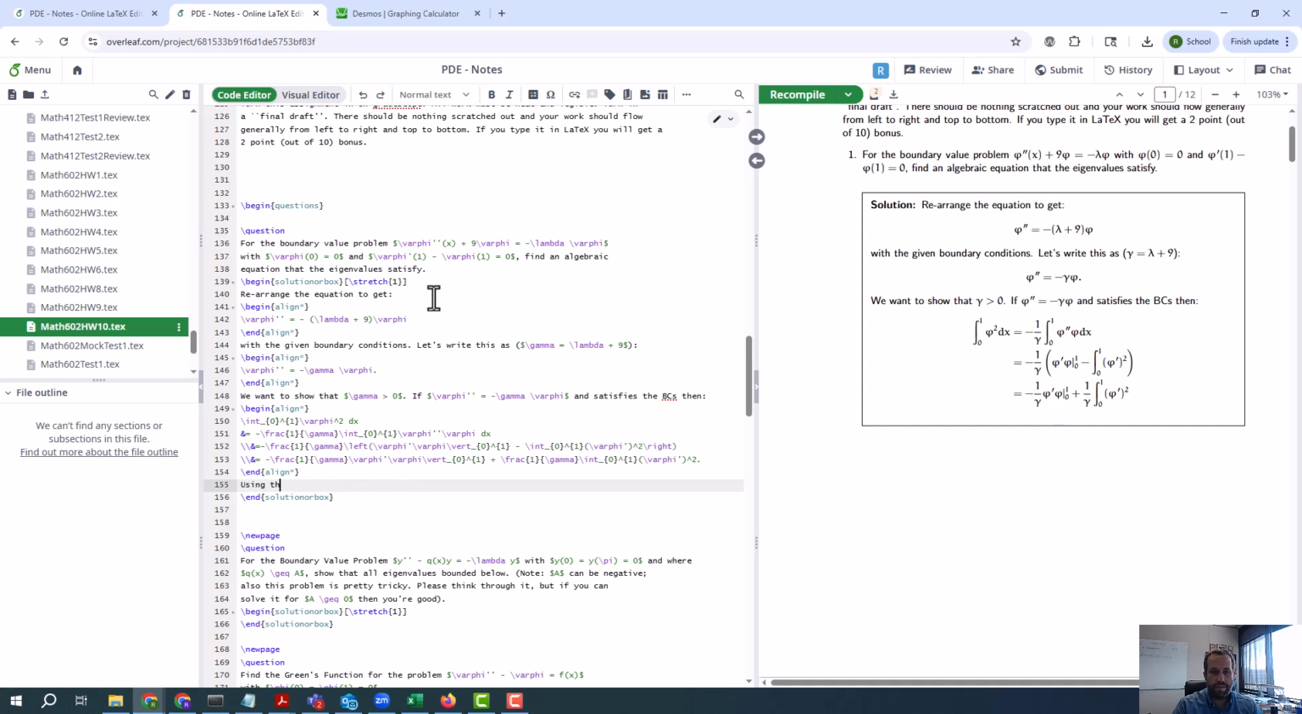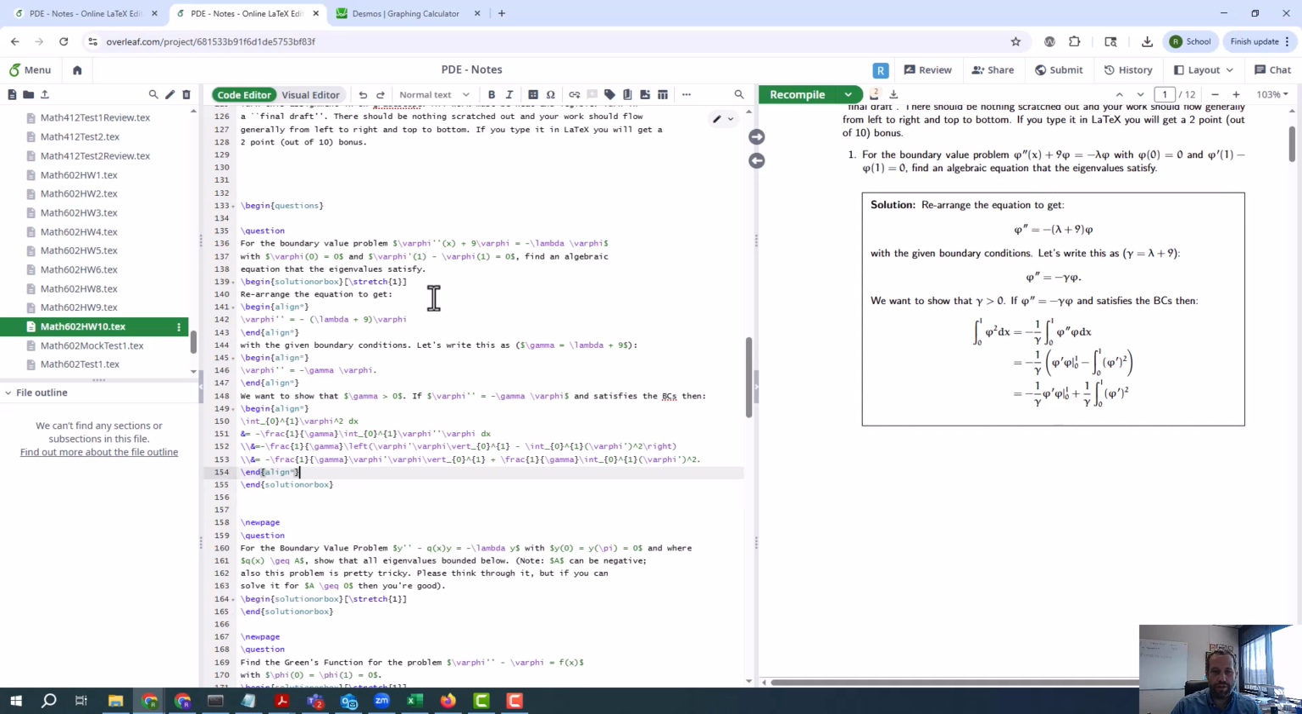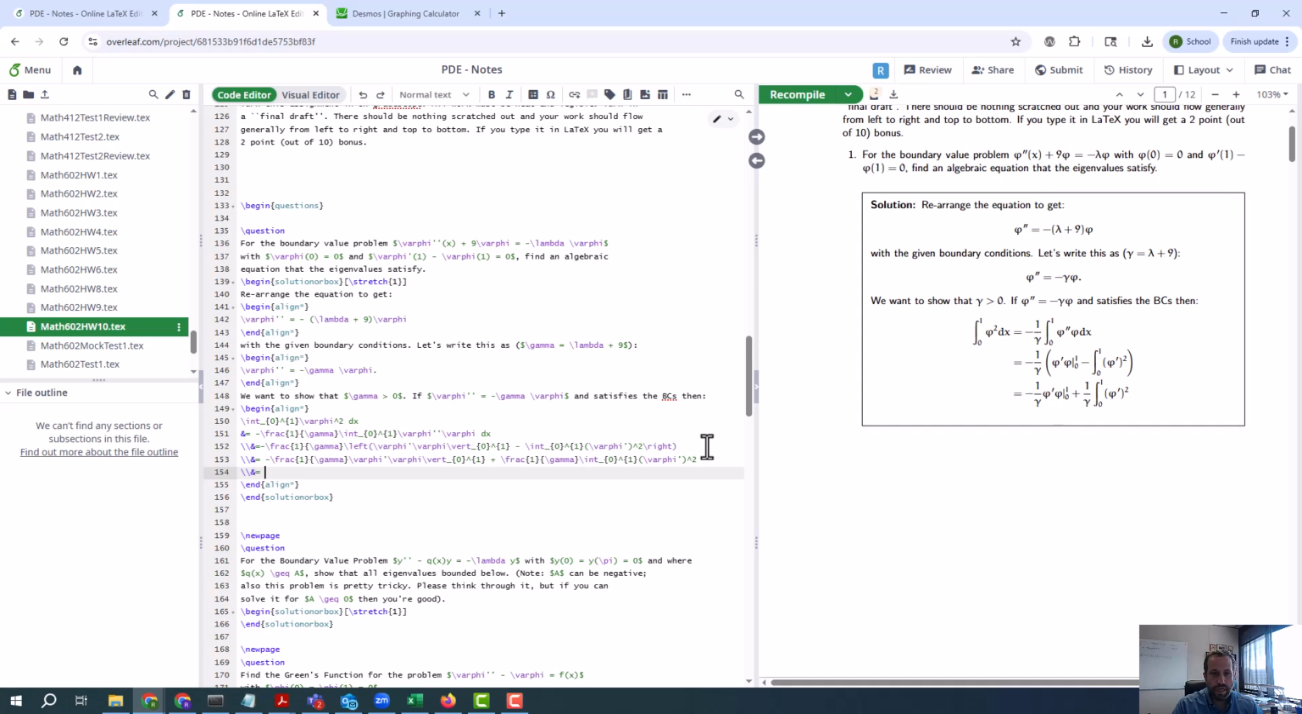Actually, I'm just going to keep this going. Okay, the boundary conditions. Let's think about what's going to happen with the boundary conditions. Well, phi of 0 is 0, so the only boundary condition we have that's not 0 is when it is for 1, and so this is going to be minus 1 over gamma, and then it's going to be phi prime of 1, phi of 1, and then plus this, plus the integral.